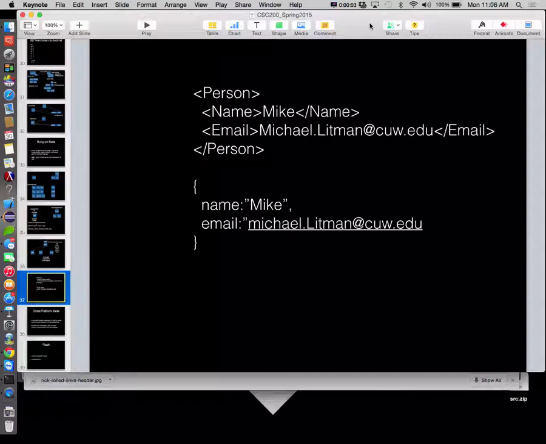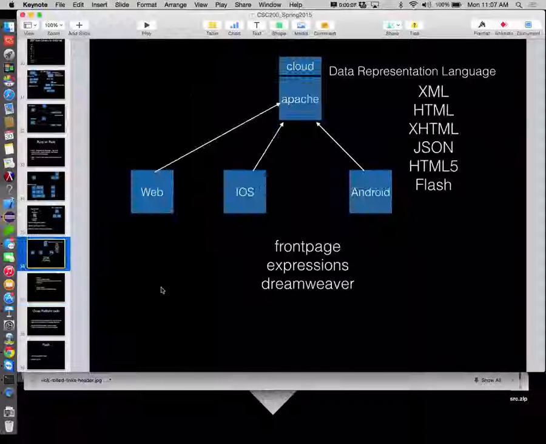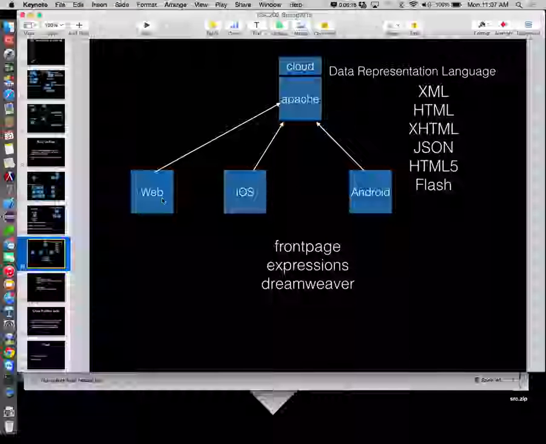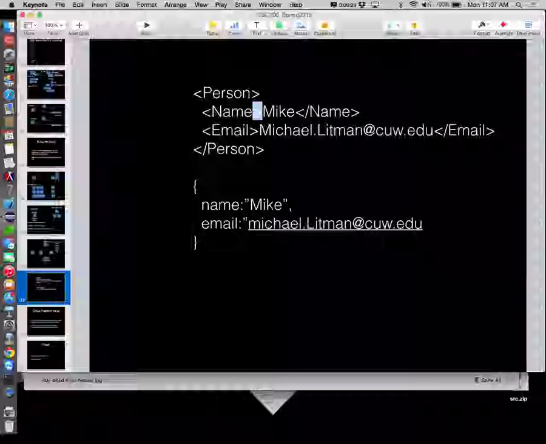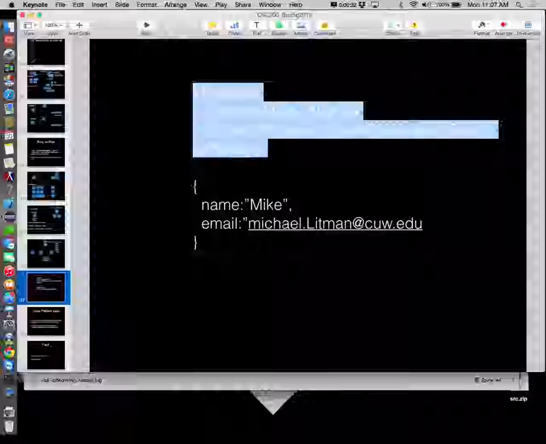Okay, so last time we were hopefully getting close to finishing up our discussion before we got into a flash tangent. We talked about some data representation languages like XML, HTML, XHTML, HTML being what our web browsers understand, XML being a data definition language that looks kind of like this guy up here. So this is what XML might be.